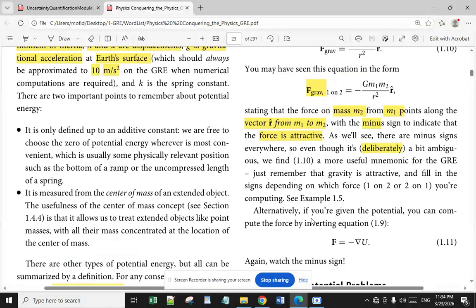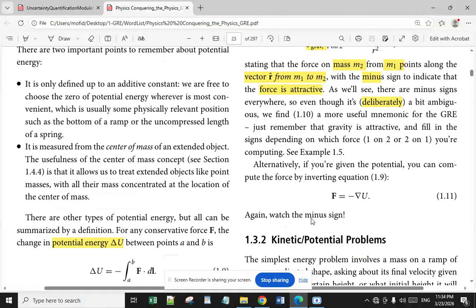See example 1.5. Alternatively, if you are given the potential, you can compute the force by inverting equation 1.9, and the equation in 1.11 is F equals minus the gradient of U. Again, watch the minus sign.